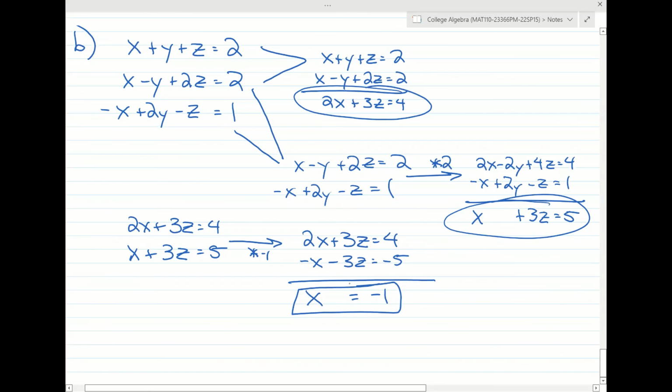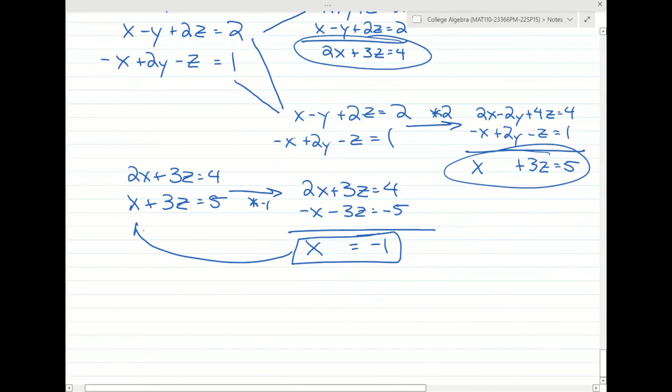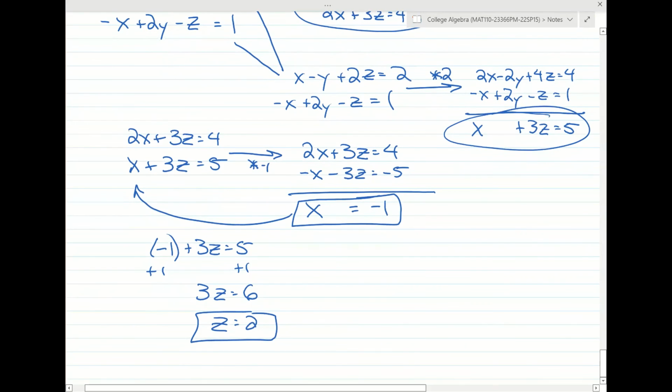Once we get one answer, then we could just plug in and figure it out here. So if we know that x is negative 1, I'm just going to plug it into one of these equations. Negative 1 plus 3z is equal to 5. We add 1 on both sides. We get 3z is equal to 6. So z is 2. And then we just have to figure out what y is.